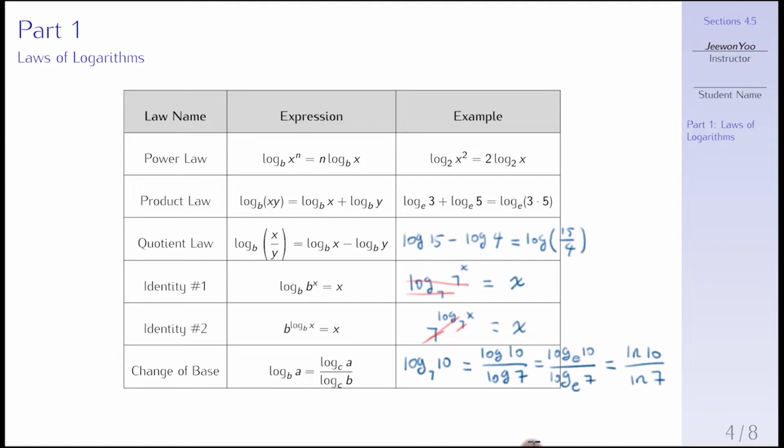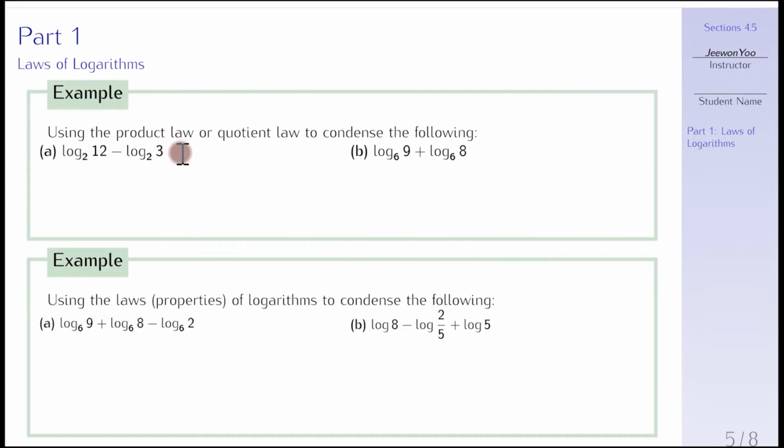Okay, so that's enough for the first page. Question number 1. Use product law or quotient law to condense the following. Condense the following means you combine the two different logarithms into one. I see there's a minus sign going on. If we have a minus sign, we can combine them as a single logarithm using the quotient rule.